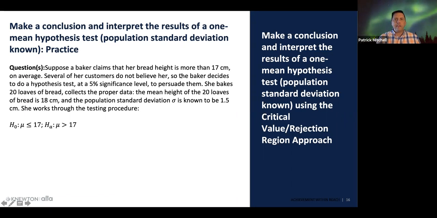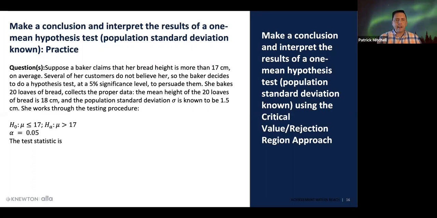All right, now this time, her claim is that her bread height is more than 17 centimeters, not 17 or more, all right? More than 17 means greater than 17. So this time, the claim is the alternative hypothesis. So the alternative hypothesis is that mu is greater than 17, which means the null hypothesis has to be mu is less than or equal to 17. Next, we specify the significance level, which was given, alpha equals 0.05.